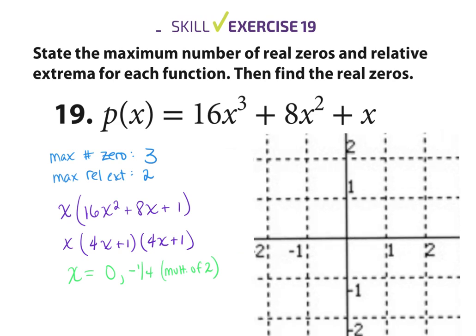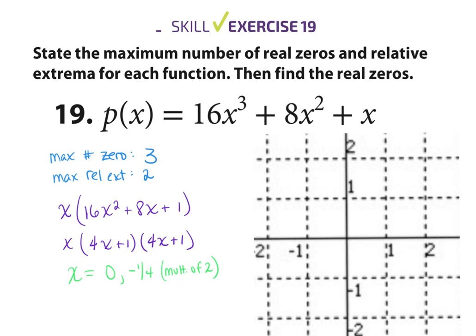So let's talk about this. The max number of zeros you could possibly have is 3. The maximum number of extremes you could have would be 2. When you actually factor this, you end up having 3 zeros. One of them just repeats, right? So you end up having 0, negative 1/4, negative 1/4, right? So I have 0 that's only done once, and I have negative 1/4, which is a multiplicity of 2.